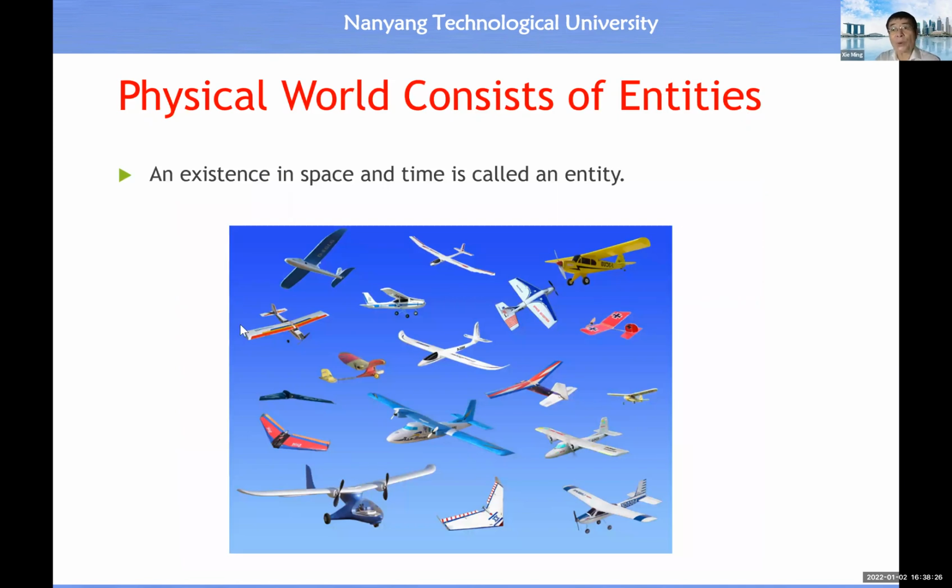And in the physical world, all entities are subject to spatial constraint and time constraint. Therefore, we want to know the position and also the time associated with all the physical entities in the physical world. So space and time are the background knowledge about the existence of any entity in the physical world.